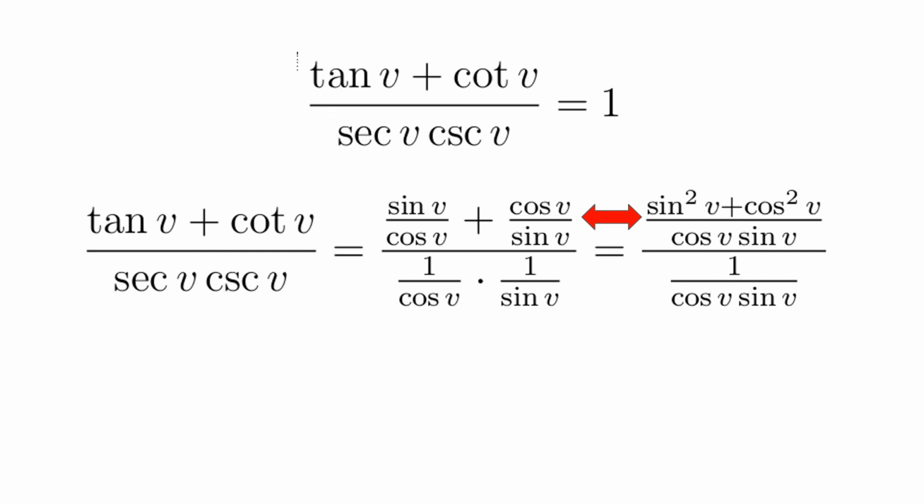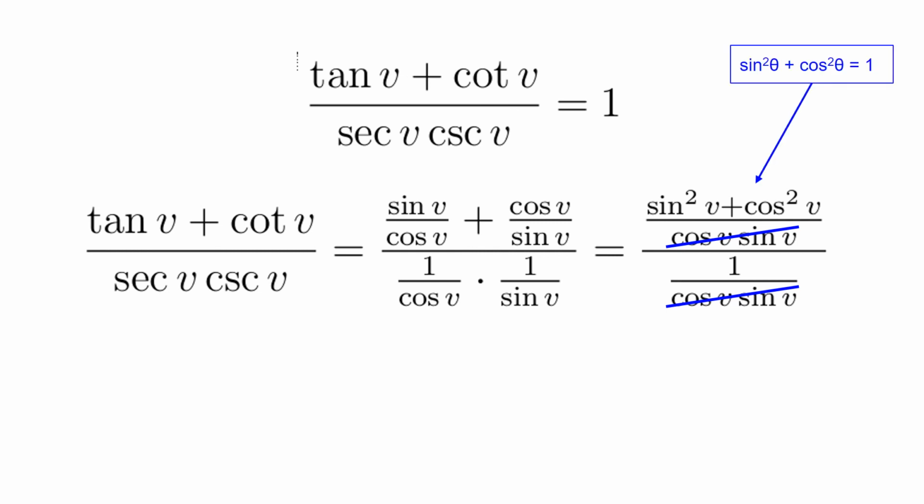We then add the numerator fractions together, and we multiply the denominator fractions together. And then we see that there's a common factor between the numerator and the denominator, cosine v sine v. We cancel out these terms. We then use the trig identity sine squared theta plus cosine squared theta is equal to 1 and substitute in 1, yielding 1. So now we've shown that the original equation is an identity.